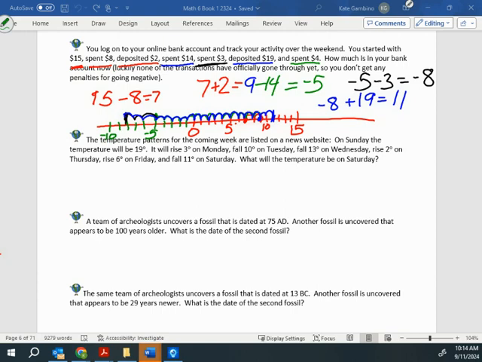And then I spent $4. So 11, add or subtract? Subtract. So now I was right here at 11. Oh, this is 10. So this is my 11. So I go back 4. 1, 2, 3, 4. 11 minus 4 is 7. And that's where I ended. So that is my final answer. I ended with $7 in my bank account.